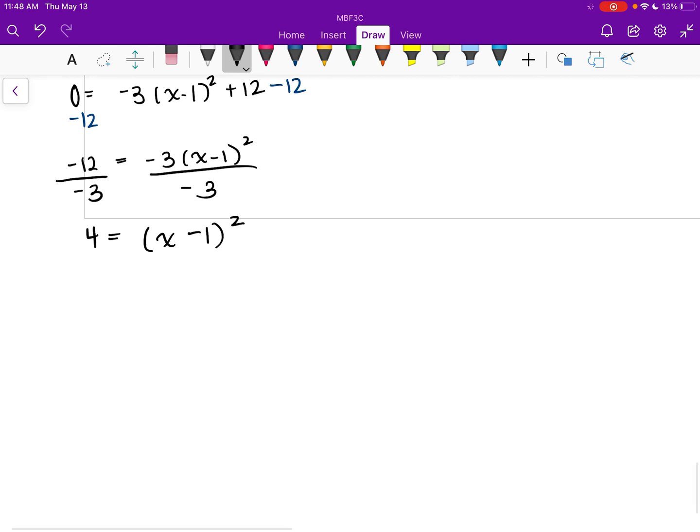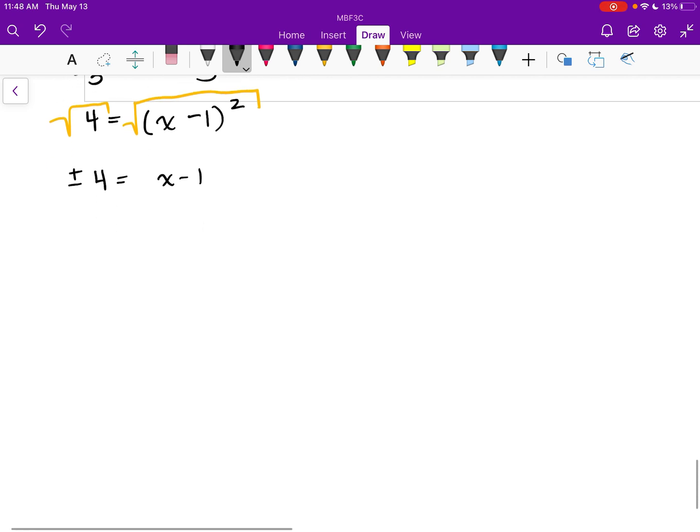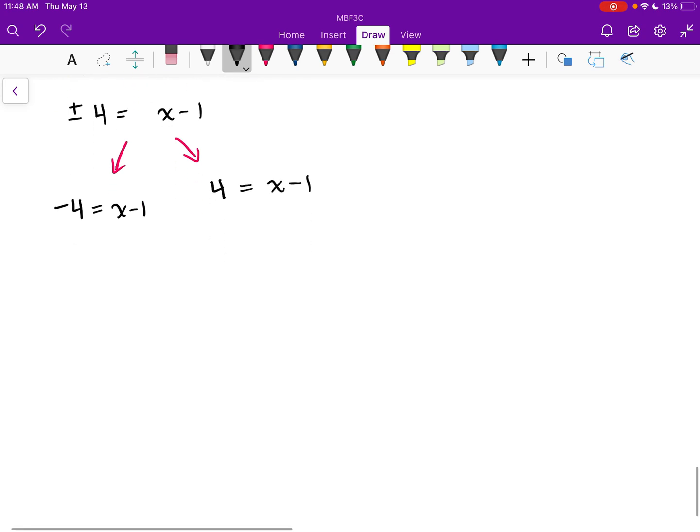I want to get rid of that square, so whatever I do to this side, I have to do to this side. And I need to remember that because I'm square rooting, it's always going to be plus or minus. So I'm going to have plus or minus 4 is equal to x - 1. So I'm going to split these off into two different solutions. So I have negative 4 equals x - 1, and then I'm going to say, okay, if I have positive 4, what's x - 1? Let's carry the 1 over to the other side to get the x by itself. So it's becoming -4 + 1, -3 equals x.